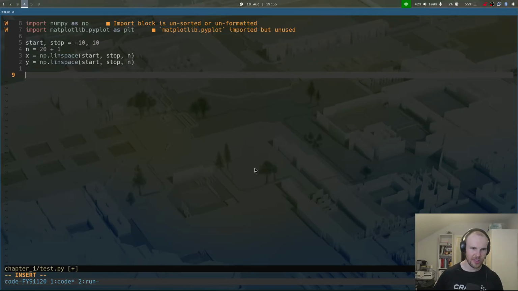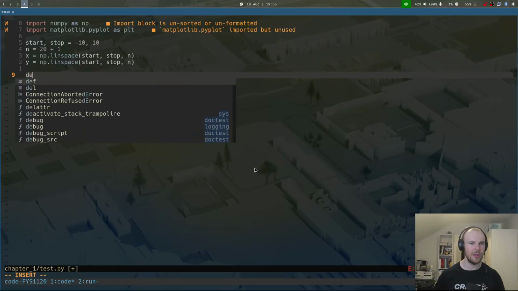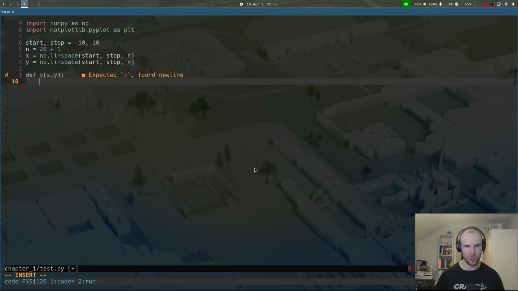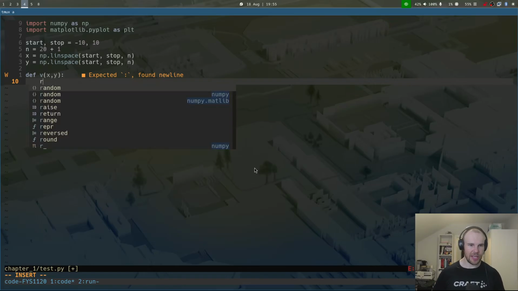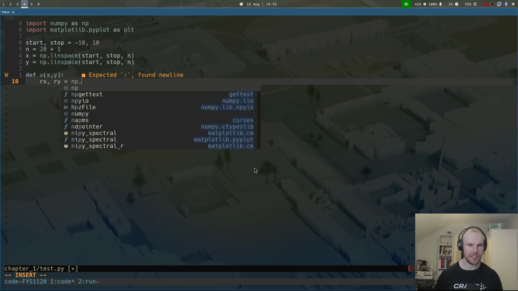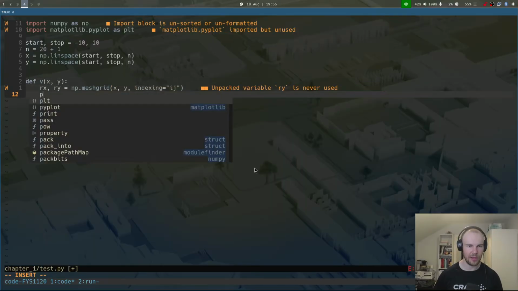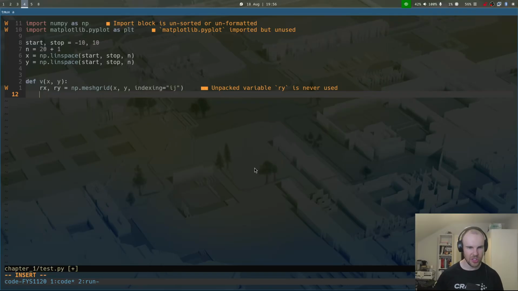Okay, let's now create that vector field. So def v of x comma y. It takes some x and y. We of course need that meshgrid. So I can say rx comma ry is equal to np.meshgrid with x comma y, and this one is important, indexing, because it actually does it the other way. So we want that ij. We have rx, ry, and what I want now is r norm, and I could just do np.sqrt like that.